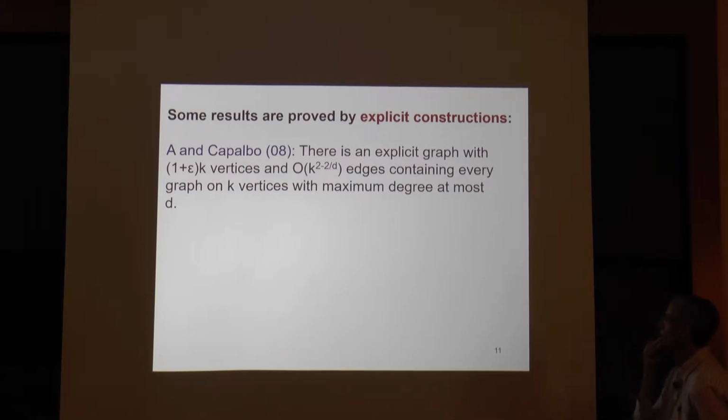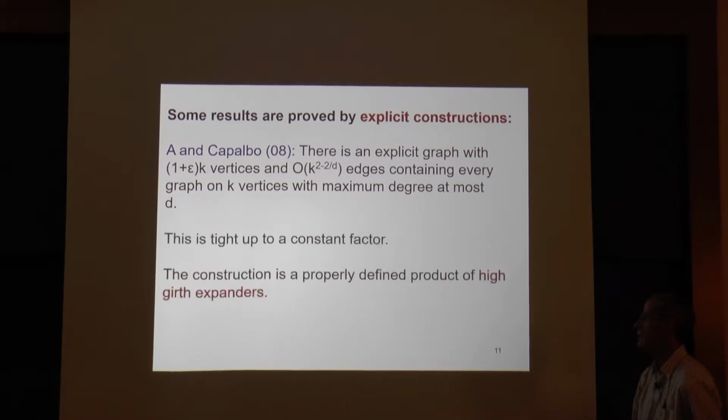And then I gave also one example of some results that are proved by some explicit construction. So this is with Mike Capalbo. And this is a construction of a graph with k to the 2 minus 2 over d edges, up to a constant, which contains all the k vertex graphs with maximum degree at most d. And this is tight by some counting argument. So the lower bounds often come just by counting.